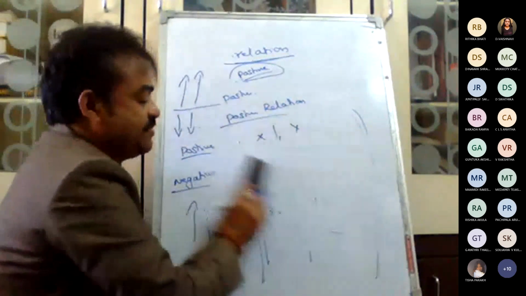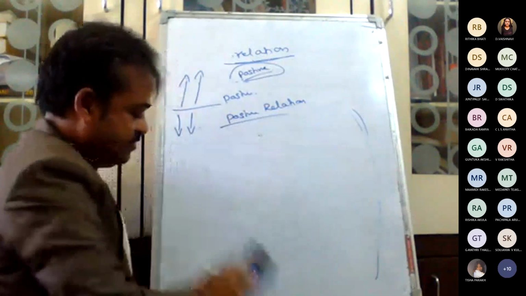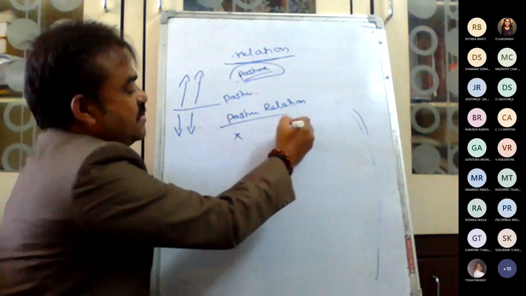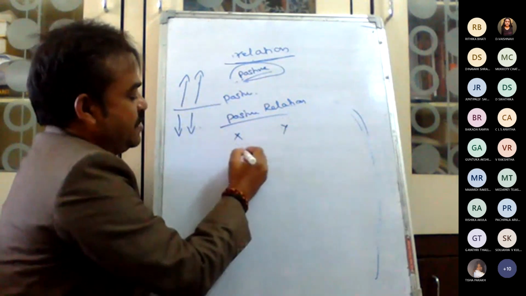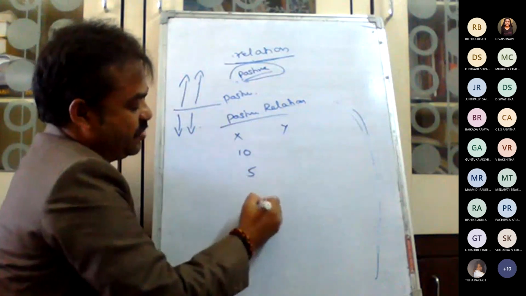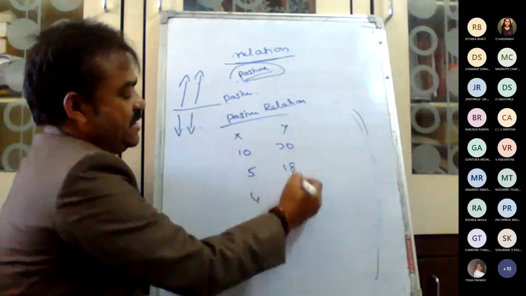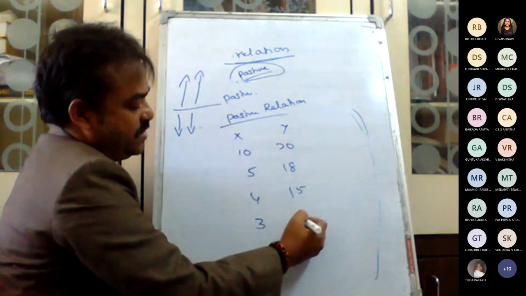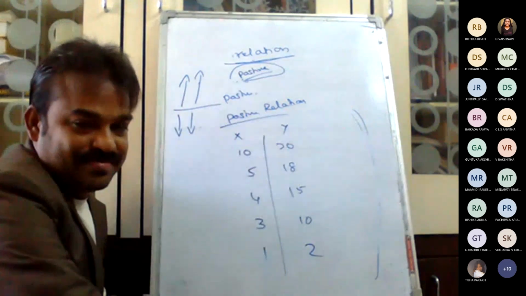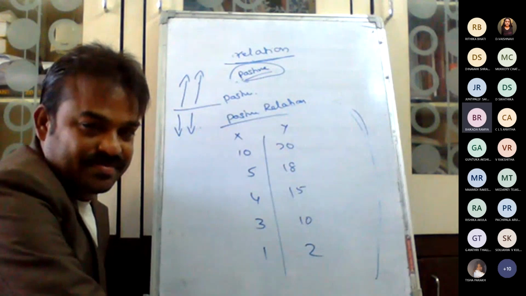Another example I will tell you, where both are now decreasing. For example, x, y: 10, 5, 4, 3, 1. Here 20, 18, 15, 10, 2. See, both are decreasing now. Both are decreasing. Yes, sir. It's positive.